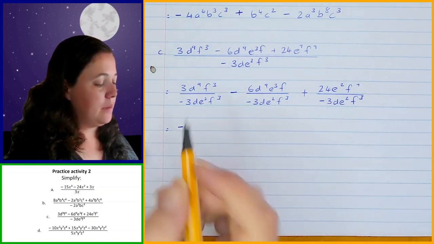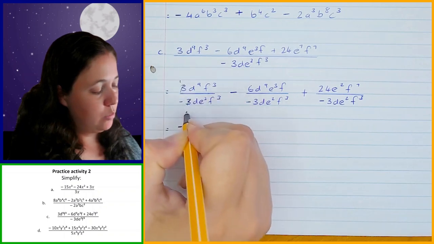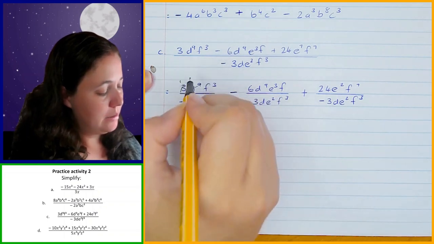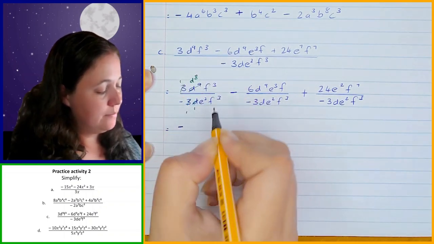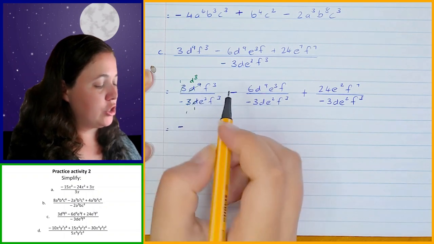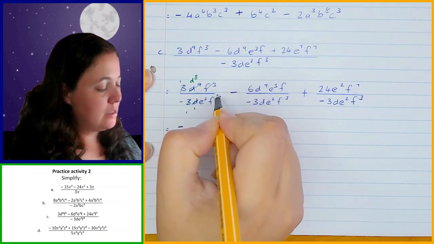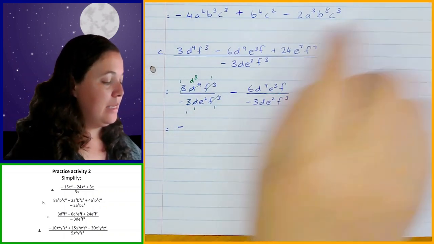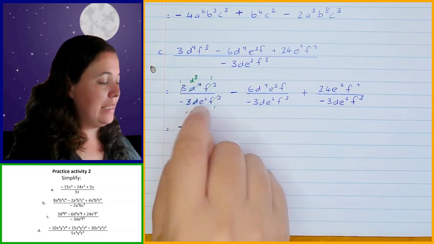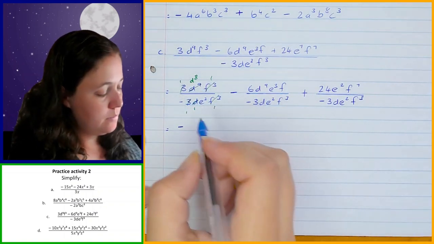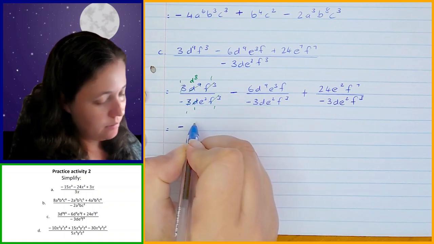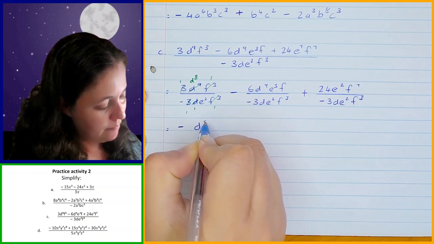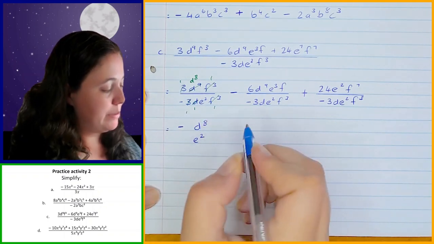And over here, this cancels, giving me 1 and 1. D to the power of 9 and D cancel, giving me D to the power of 8 and 1. I have no E on the top, so that's just going to stay E squared at the bottom, and the F cubes cancel completely. Okay, so I end up with D to the power of 8 on the top and E squared on the bottom. I'm going to write it big so that you can see it nicely.